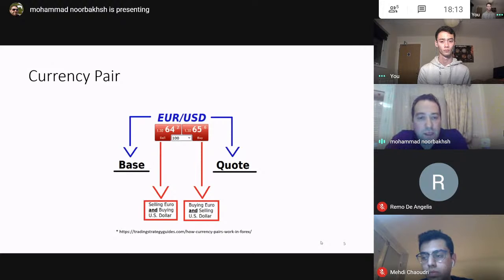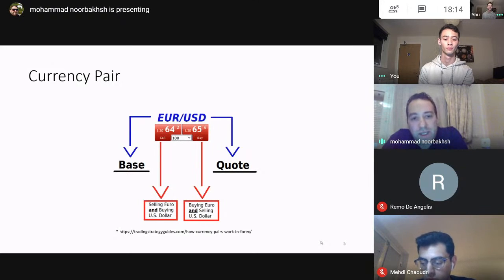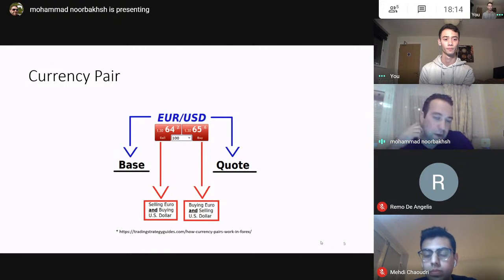So when we have a number like 1.30642, it means that €1 is equal to $1.30642. So we have bid price and ask price. Bid price is when we are selling euro and buying US dollar, and ask or buy price is when we are buying euro and selling US dollar. So these are the assets in FX markets. We have a currency pair, and the currency on the left is always one.